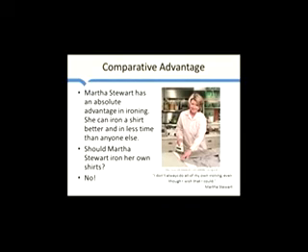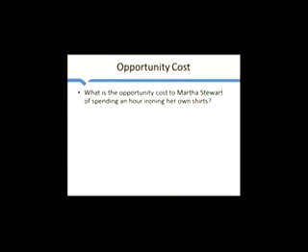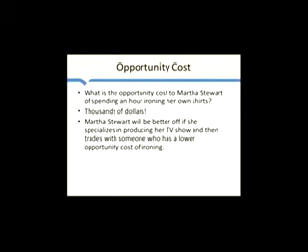The most important point to remember is that the important cost is opportunity cost. So what is the opportunity cost to Martha Stewart of spending an hour ironing her own shirts? Well, it could be thousands of dollars, at least. Martha Stewart will be better off if she specializes in producing her television show, and then she trades with someone else who has a lower opportunity cost of ironing.